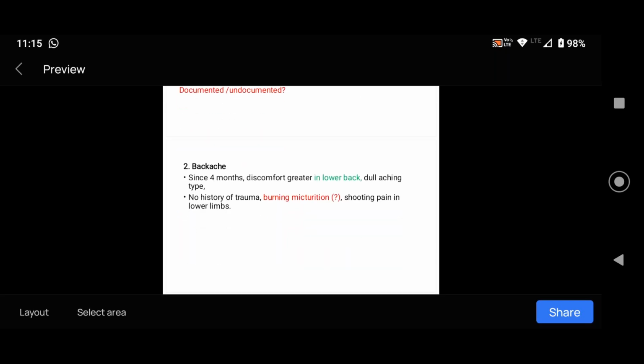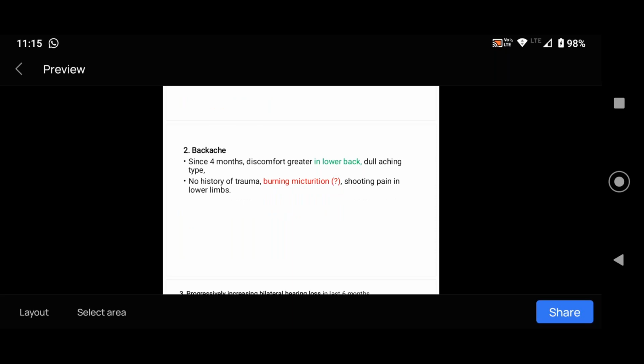Ma'am, for the backache, there was a doubt about why the history of burning micturition was asked. Okay. Why it is asked is that many times patients with pyelonephritis can have a kind of back pain.